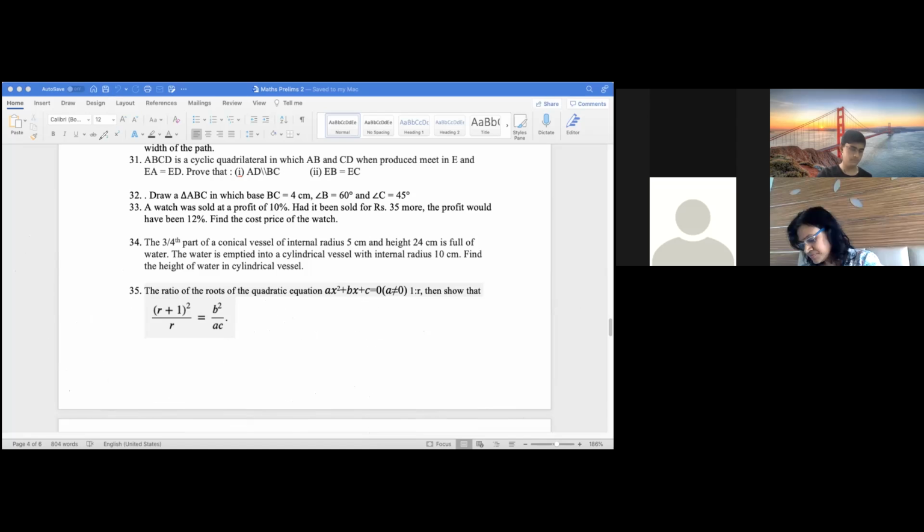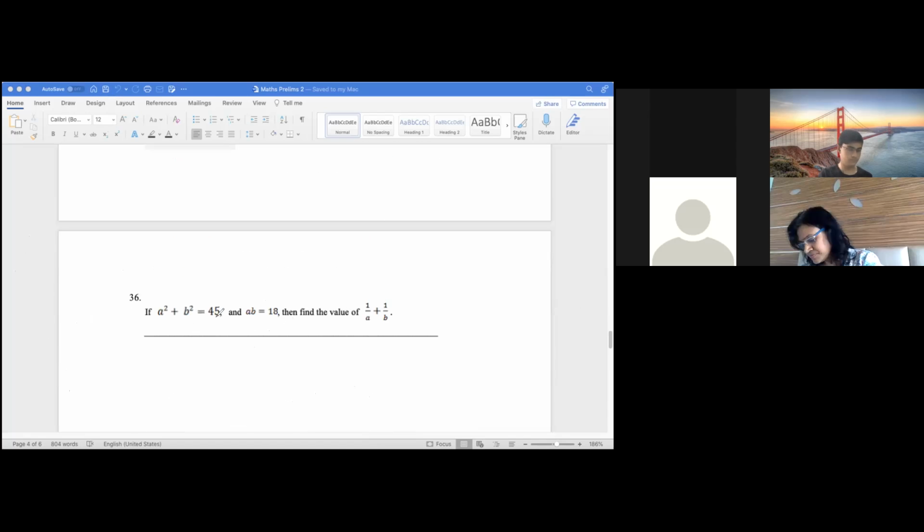Okay, this question is over. Is there any doubt in this question? How do we do this? A square plus B square and AB are given. So you will start from here. So what do we need?